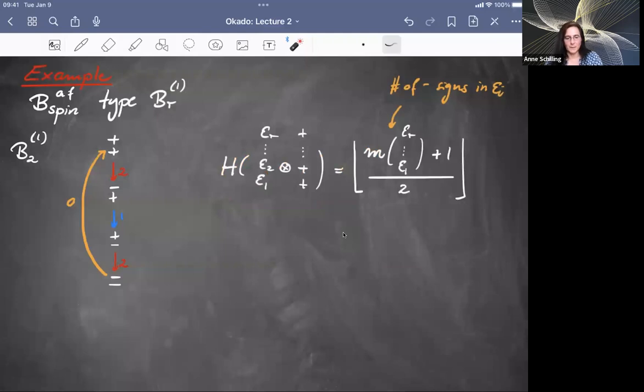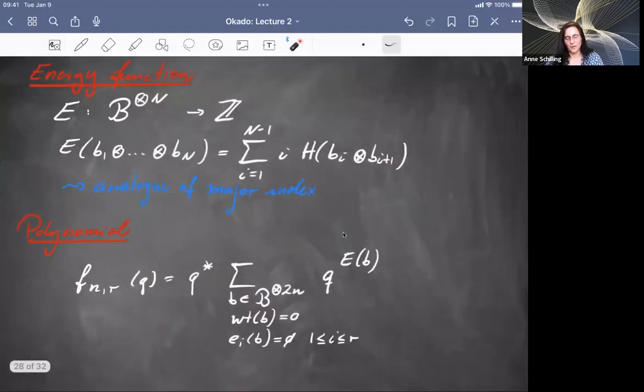And similarly, for the B spin crystal, you can also look at the affine version of this, and there's an explicit formula in this simple setting. If you look at the local energy of a highest weight element in the tensor product of two such things, so if you take plus, plus, plus, plus, plus, tensored with another spin element, then the local energy basically counts the number of minus signs in the second factor, plus 1, and then you divide by 2, and you take the floor of that. So there's an explicit formula for the local energy function for this.